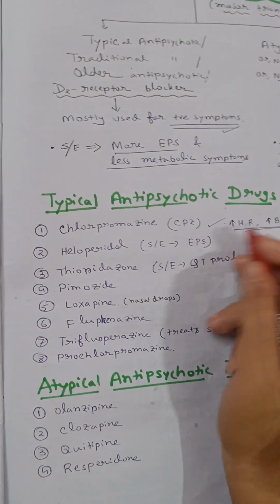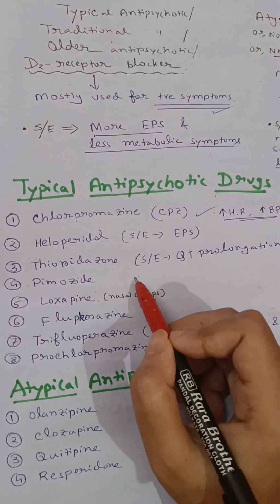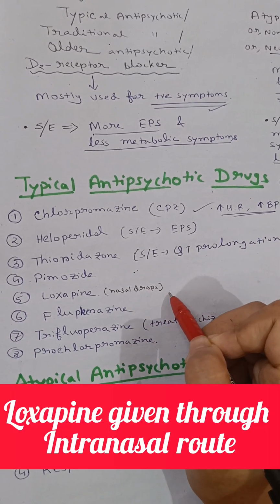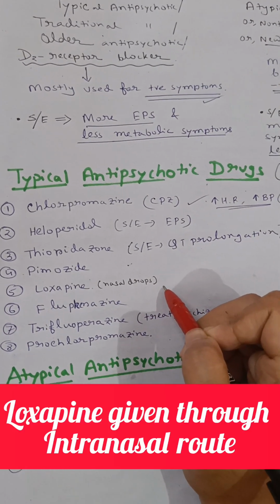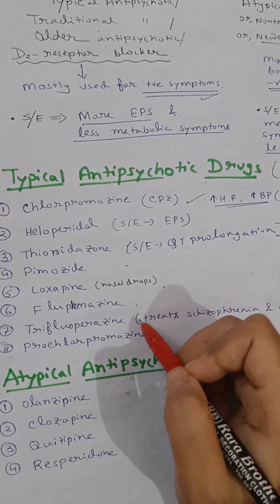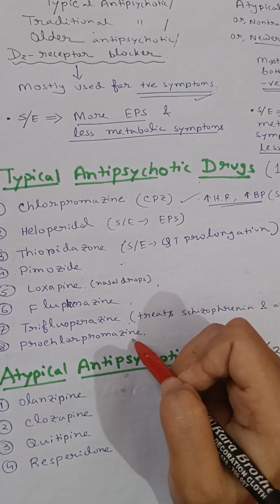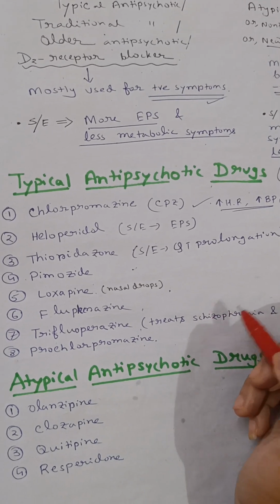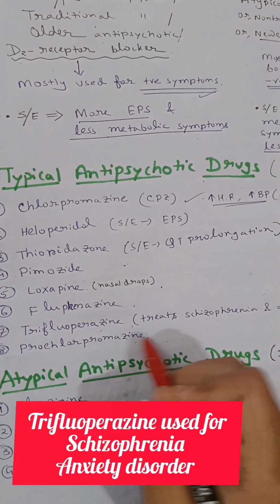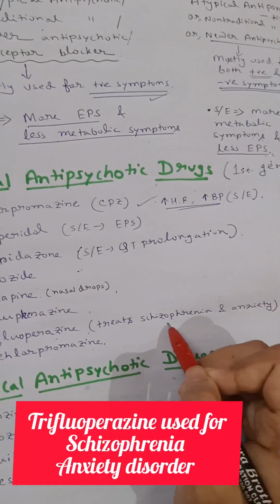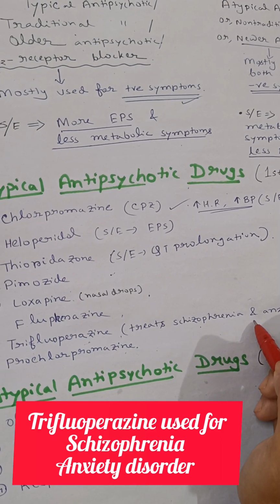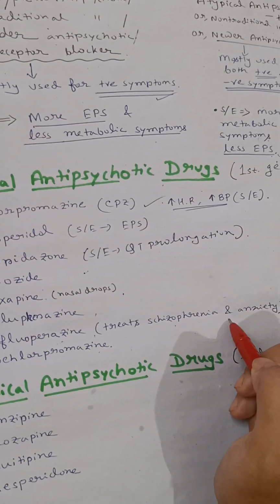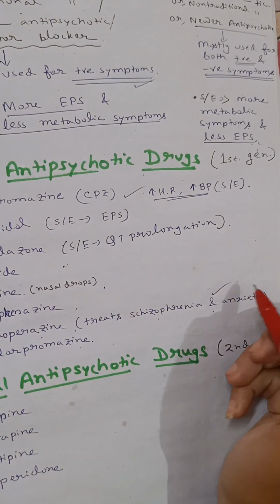The other typical antipsychotic drugs are pimozide, then loxapine. Loxapine is used as nasal drops. Then fluphenazine, trifluoperazine, and prochlorperazine are all examples of the typical antipsychotic drugs, and trifluoperazine is useful for schizophrenia and for anxiety disorders. When all the medicines have failed in case of anxiety disorder, this medicine works well.